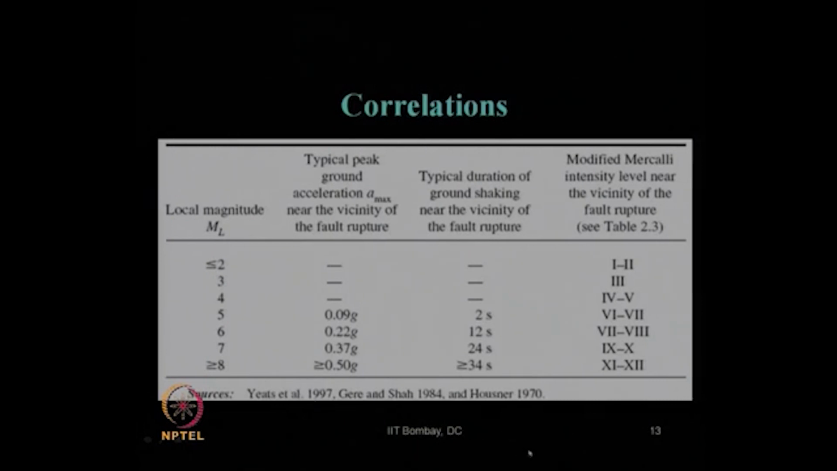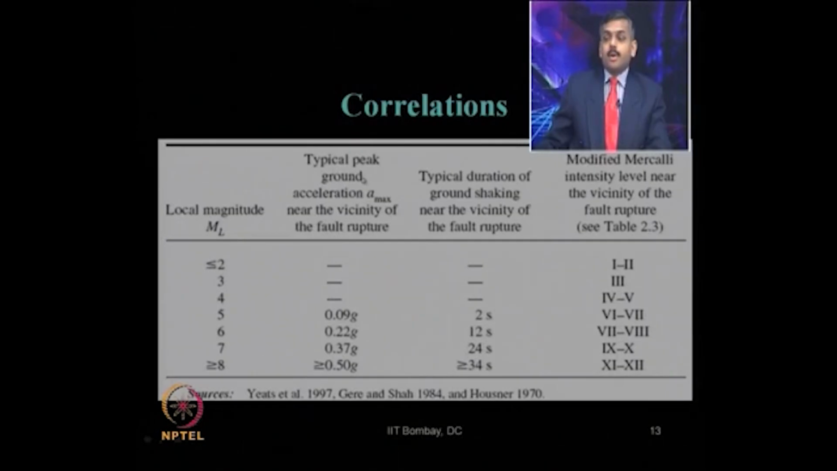These correlations were suggested initially by Housner in 1970, then modified by Gary and Shah in 1984, then again further modified by East et al. in 1997. Here the local magnitude or Richter magnitude values are given. Corresponding to that, typical peak ground accelerations, that is Amax values near the vicinity of the fault rupture, are given. Here the typical duration of ground shaking near the fault rupture is given, and this is the MMI scale value corresponding to this magnitude.